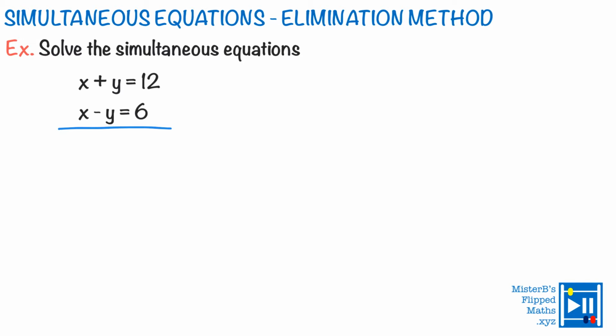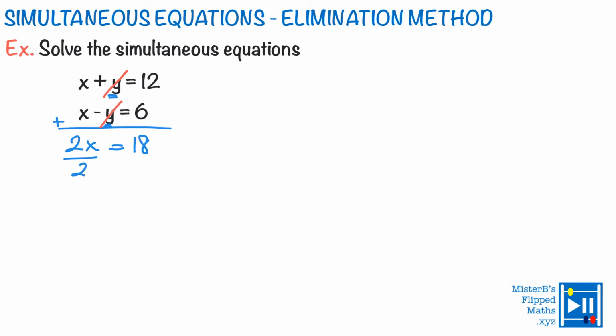Now, luckily, I have plus y and minus y here. You can easily figure out that when I add these equations side by side, the y's will cancel each other out, because one of them is plus y, the other one is minus y. So they cancel each other out, and I end up with x plus x being 2x, and on the right hand side it's 12 plus 6, which is 18. So I'm doing addition here. Now, the equation I get is 2x equals 18.